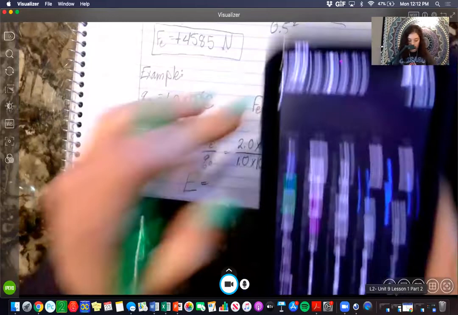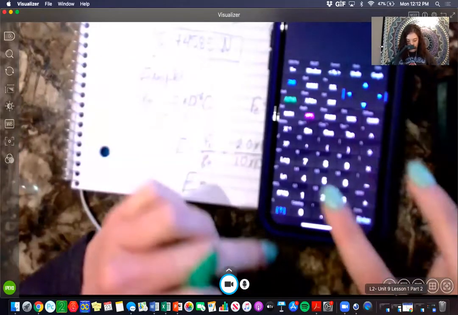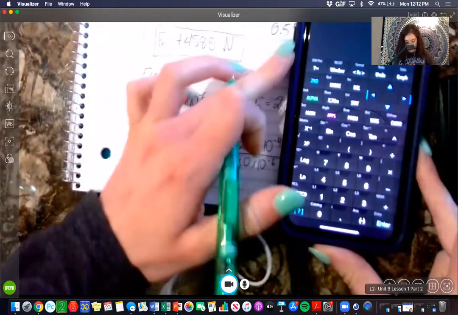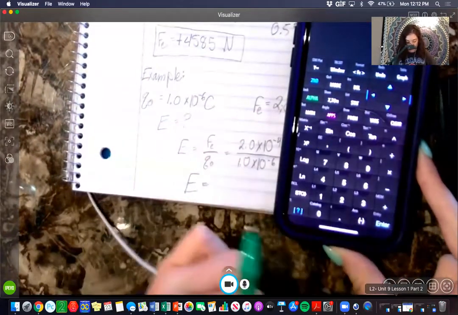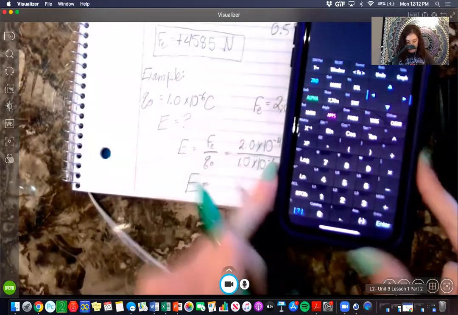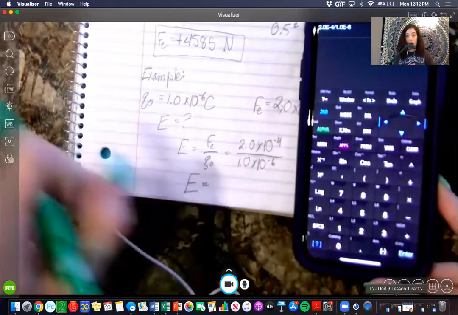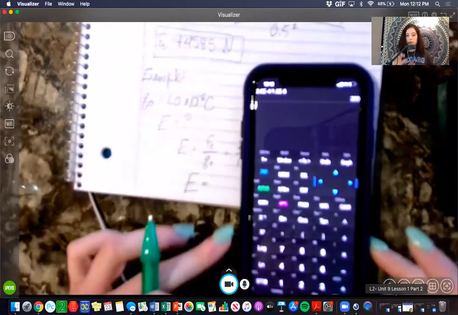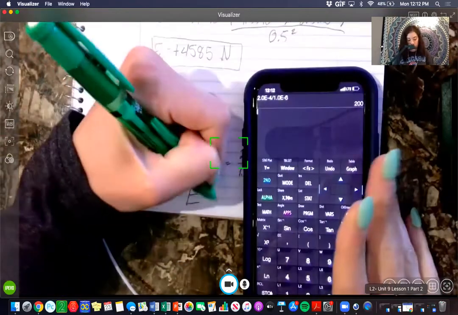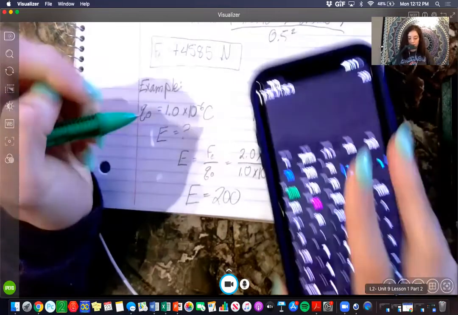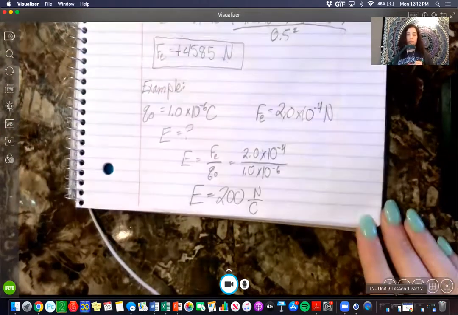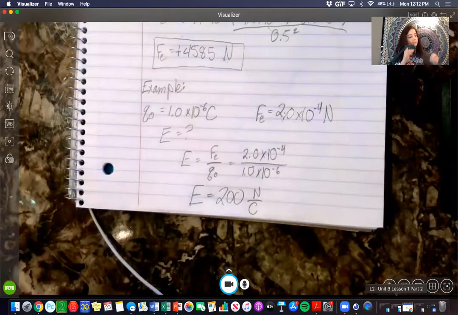2.0 times 10 to the negative 4. We're dividing all that by 1.0 times 10 to the negative 6. I get, oh, sorry, I didn't realize you probably couldn't see that. I'm getting 200. What's our unit for this? Newtons per coulomb. Easy peasy.